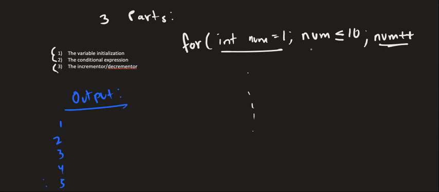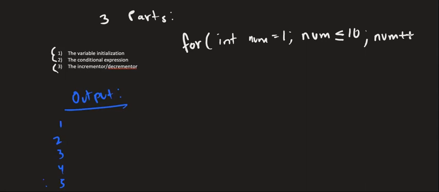When you reach 10, num equals 10. 10 is less than or equal to 10. So we go again one more time. And then once we increment it one more time, it'll become 11. 11 is not less than or equal to 10. And so we are done. We're not going to go through it one more time. That's essentially what's happening here. It's very intuitive, or I guess it's not intuitive at first, but once you get it, it'll become very easy.